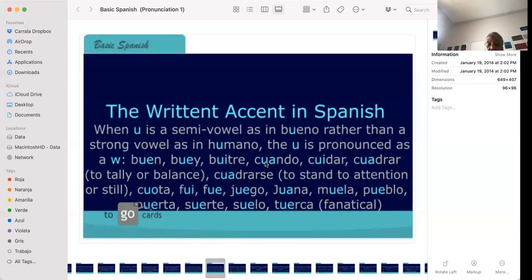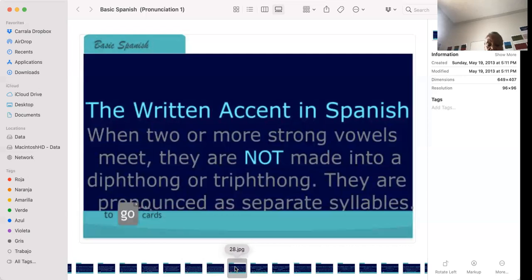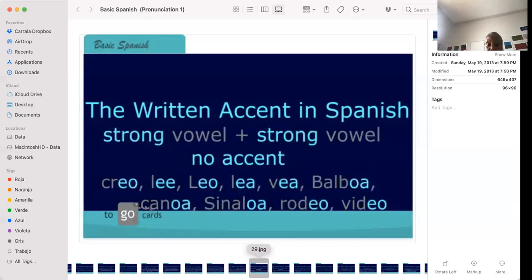Juan. Cuando. Okay? It's not "cu-an-do." All right, here, fui. This forms one sound. Let's go to the other card again. But now when you have two strong vowels, such as creo, this retains its sound and this retains its sound.